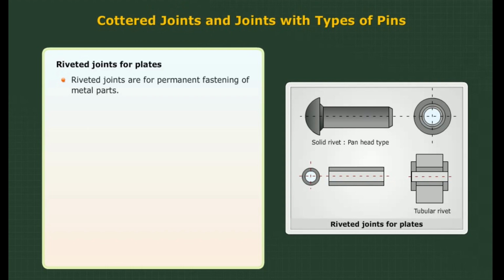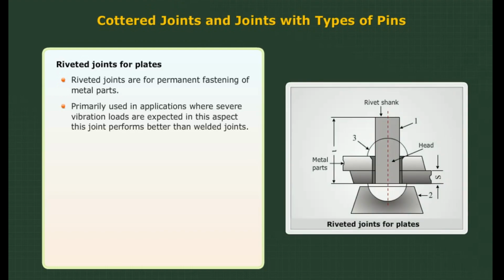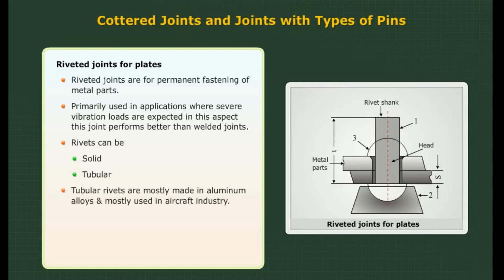Riveted joints for plates. Riveted joints are for permanent fastening of metal parts. These are primarily used in applications where severe vibration loads are expected. In this aspect, this joint performs better than welded joints. Rivets could be solid or tubular. Tubular rivets are mostly made in aluminum alloys and mostly used in the aircraft industry.